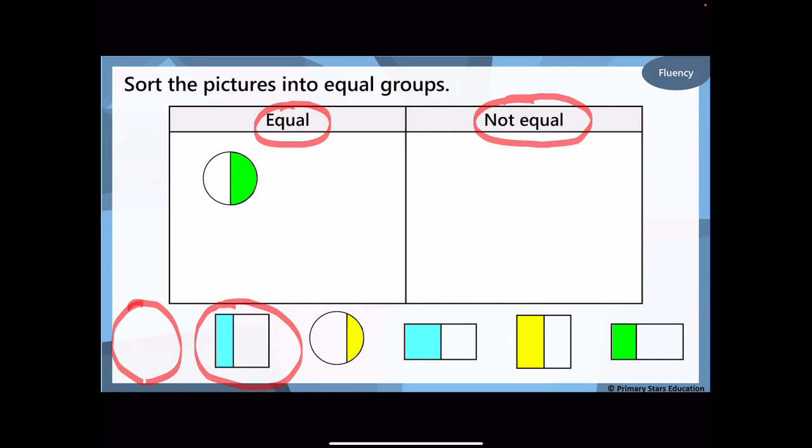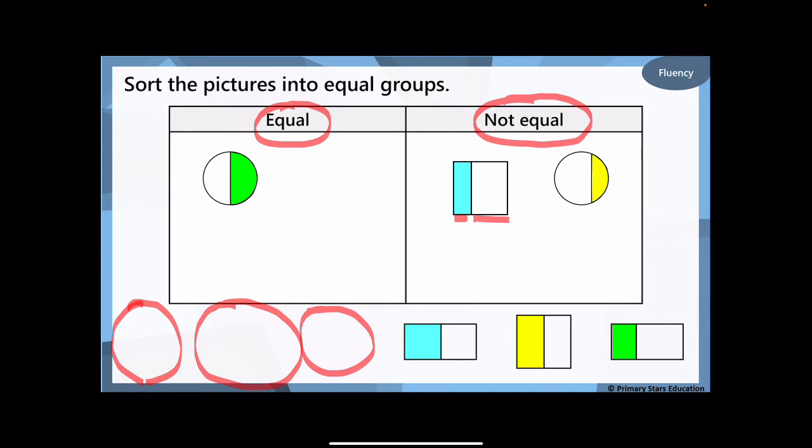What about this shape? Is that shape split into equal parts or unequal parts? Unequal parts. This part is much smaller than this part. What about this shape? Does that show equal or unequal parts? Unequal, well done. This part is much bigger than this part. What about this shape? Does that show equal or unequal parts? Equal. This side is the same as this side.